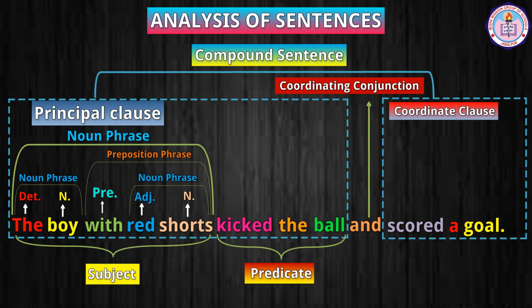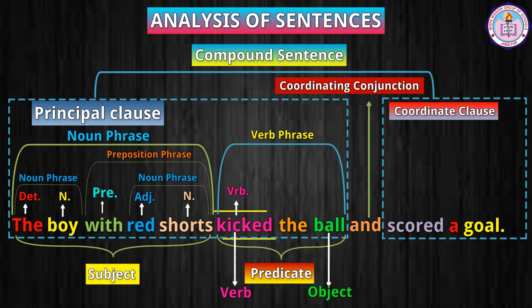Kicked the ball is the predicate. It is a verb phrase as well. It has two parts. Kicked is the verb. The ball is the object of the verb kicked. It is a noun phrase. The is a determiner or article. Ball is a noun. Now, let us analyze the coordinate clause, scored a goal.